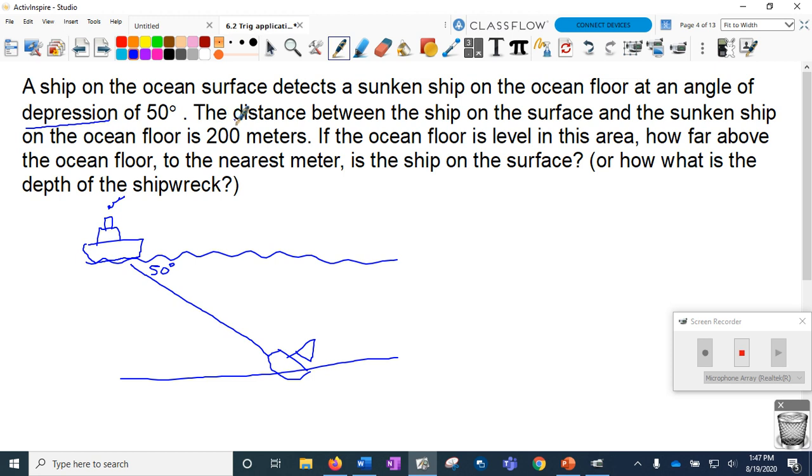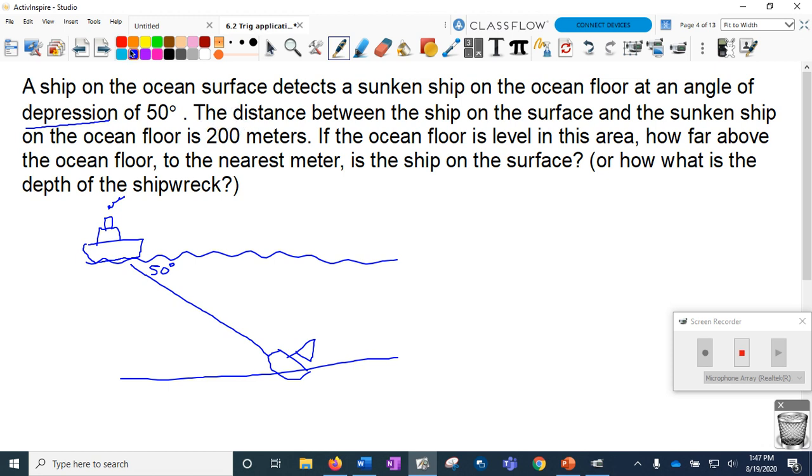The distance, let's go to this next part. This is another part where people get confused and put numbers in wrong spots. The distance between the ship on the ocean surface and the sunken ship on the ocean floor is 200 meters. Where do we put that 200 meters? That's important. Let's go back and read the part again.